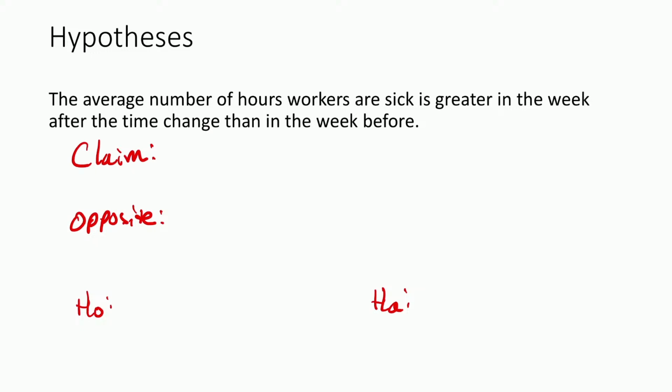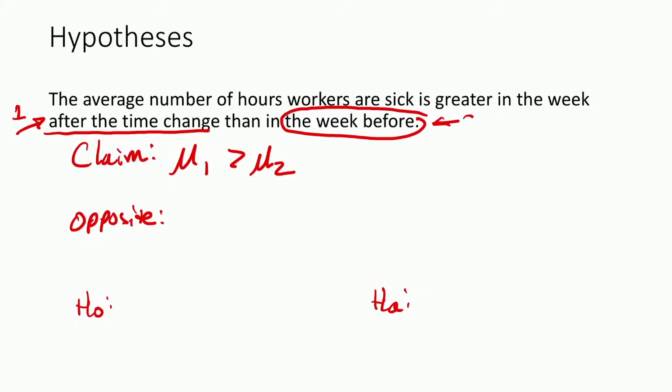All right, let me pick some people I know. Abby W., what's the claim here? I said mu1 is greater than mu2. Very good. So this is the week after the time change. So after the time change is group 1, and group 2, or mean 2, is the week before the time change.